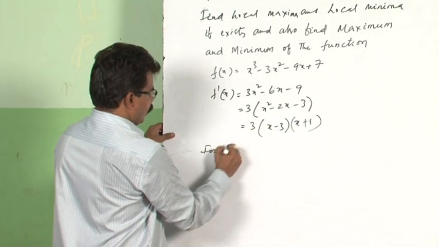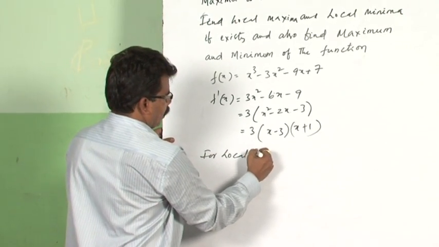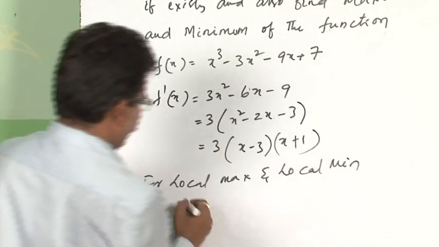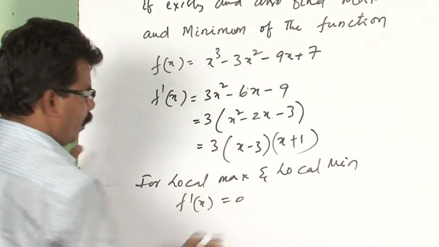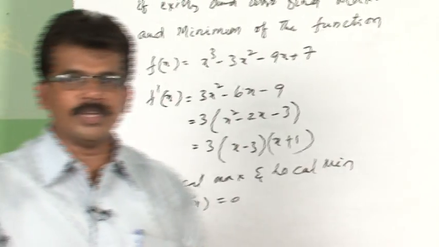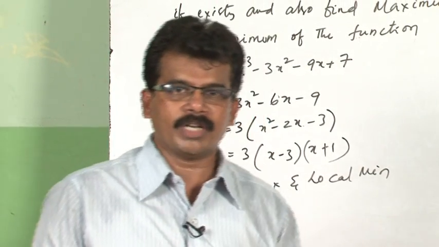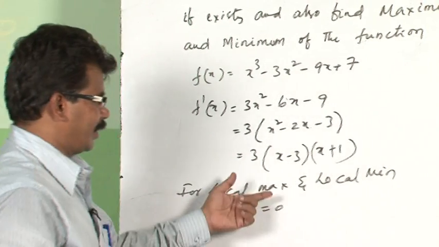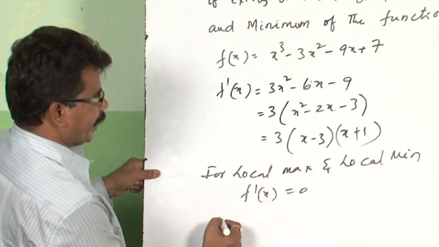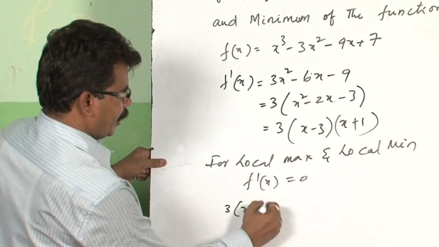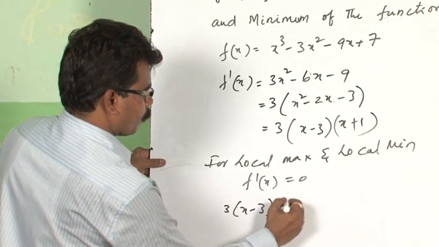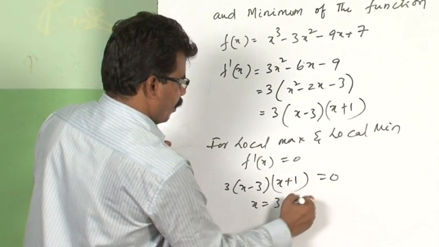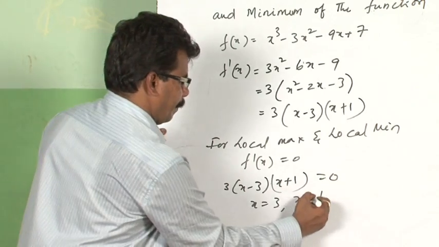Now, for local maxima and local minima, I will equate f dash x equal to 0. Why do I have to equate f dash x to 0? We need critical points. We know that local maxima and local minima exist at a critical point only, at which the derivative vanishes. So first let us find critical points. 3 into x minus 3 into x plus 1 is equal to 0 implies x is equal to 3, x is equal to minus 1.